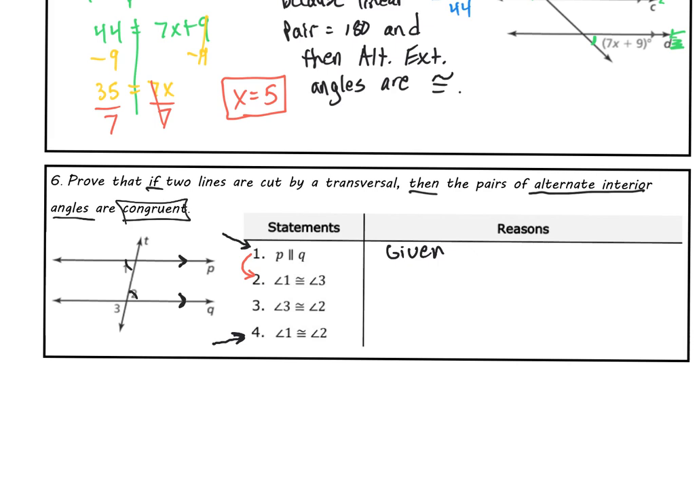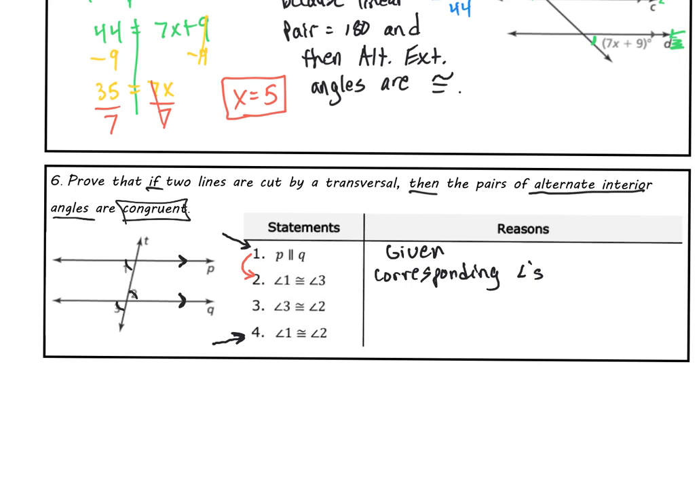Well, we know that if P is parallel to Q, then by definition of corresponding angles, so I'm just going to put corresponding angles, that angle 1 and angle 3 have to be congruent, right? We already talked about that on the first page. Angle 1 and angle 3 are congruent. So if P and Q are parallel, 1 and 3 are congruent.